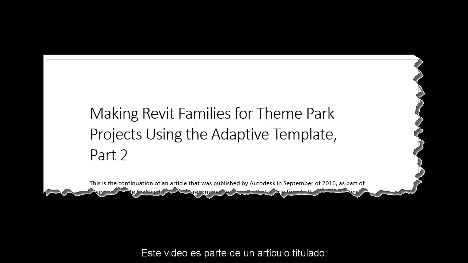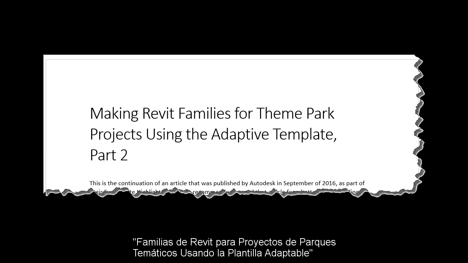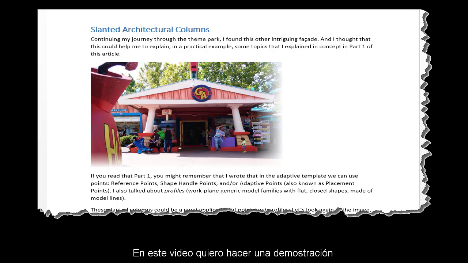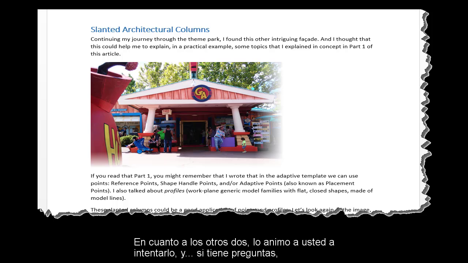This video is part of an article entitled Making Revit Families for Theme Park Projects Using the Adaptive Template, part number 2. In this video, I want to make a demonstration of one of the 3 exercises in the article. For the other 2, I encourage you to try, and if you have any questions, please post your questions in the Autodesk forums.